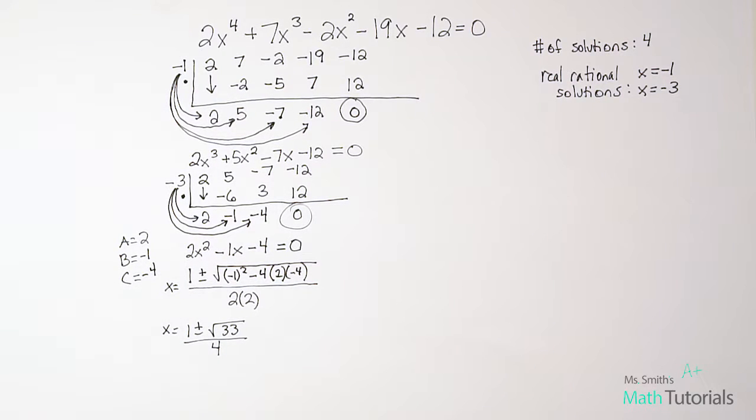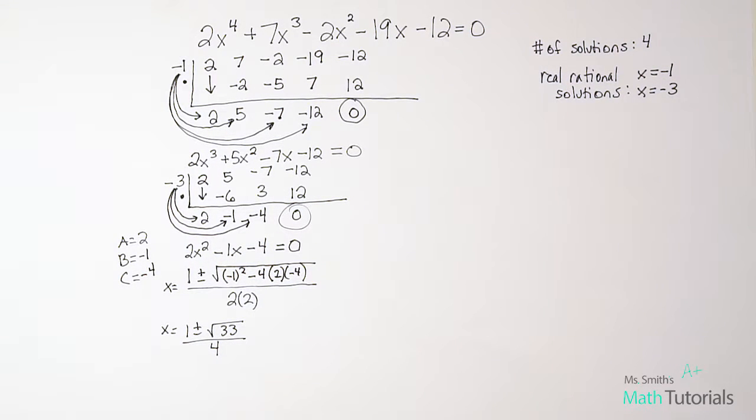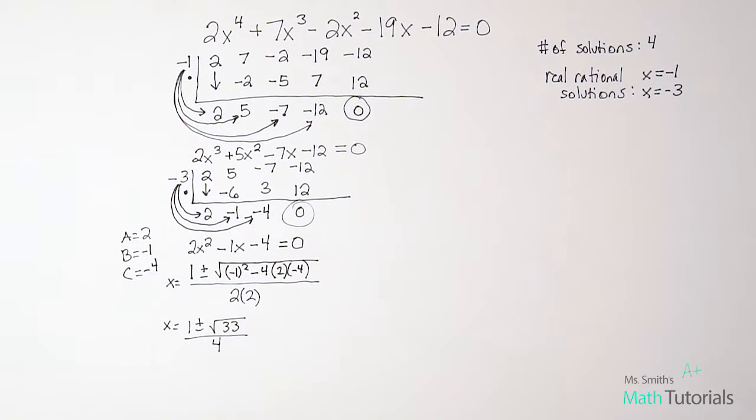Now I would want to check, can we reduce the square root of 33 anymore? The only thing that goes into 33 is 11 and 3, and neither one of those reduce any further. So no pairs, I can't simplify this radical anymore. I would then want to check, can I reduce 1/4 and the understood 1 here, and I cannot. So we have 2 of our final answers right here: 1 plus square root of 33 over 4 and 1 minus square root of 33 over 4.